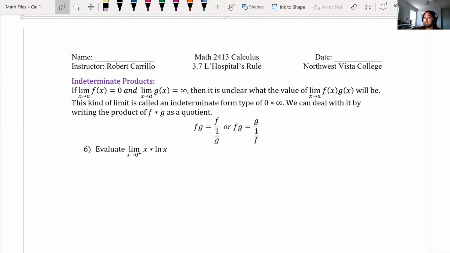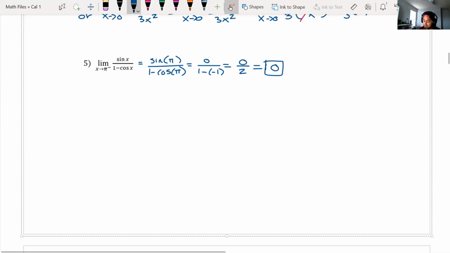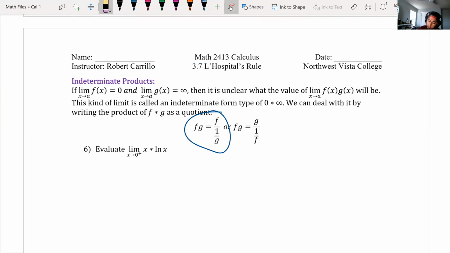And the way we deal with this is by rewriting the product of f and g as a quotient. So you have two options. You can rewrite f times g as f over 1 over g, or you can rewrite it as g over 1 over f. And we rewrite it as an indeterminate quotient, and then we see if we can find the limit that way. And if not, we use L'Hopital's. When rewriting as a quotient, you want to be smart about what function to put in the denominator.